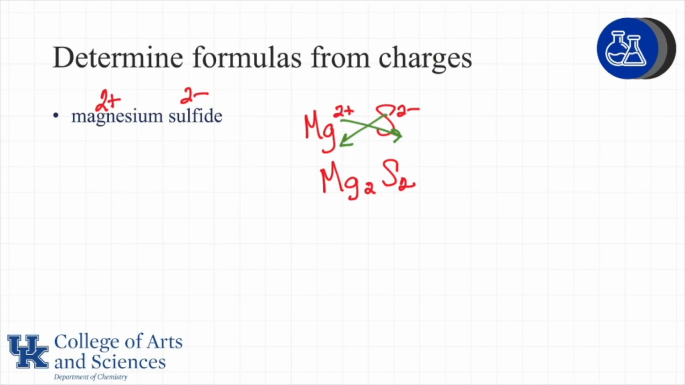Remember that when we're looking at ionic compounds, they exist as an array, and we're only worried about that ratio between the cations and anions. With molecular compounds, we never reduce or simplify the ratio because they exist as discrete molecules. Mg2S2 is a ratio between ions, so we can actually simplify that down to MgS. When we check to make sure we have a neutral compound, we see that we have 1 times 2 plus, 1 times 2 minus, and that equals 0.